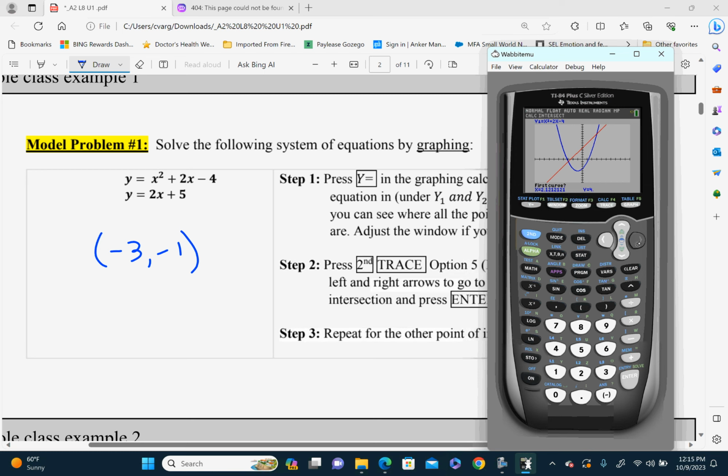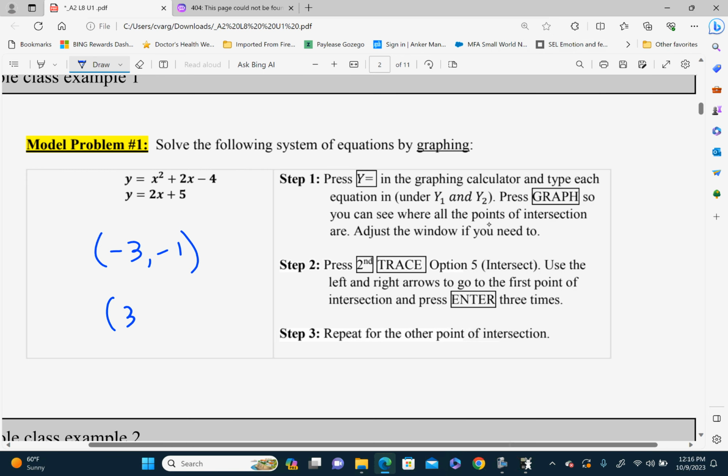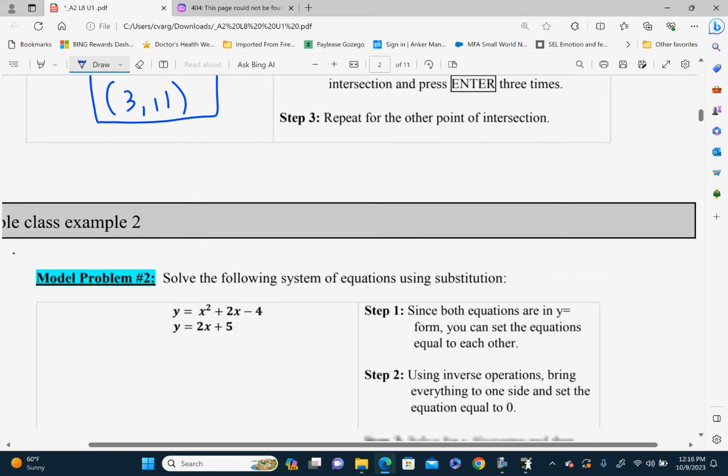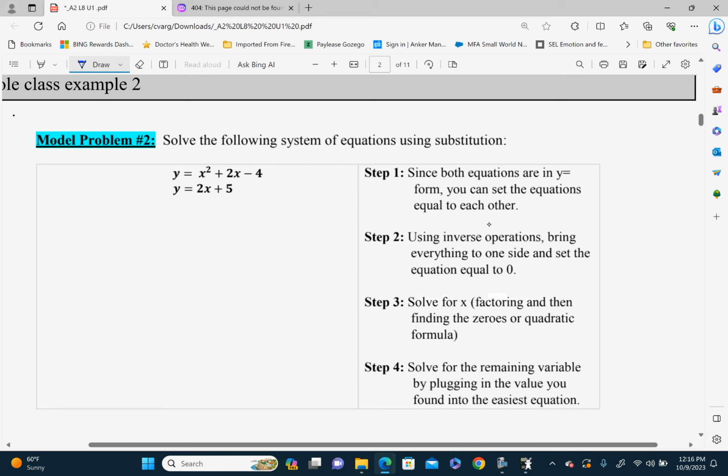What's the point? Okay. So I want to show you that even though we're not at the point, I'm in the general direction or location of the point. So enter, enter, enter, and it'll give me 3, comma 11. So 3 comma 11 is my second point, and those are my solutions. Okay. All right.